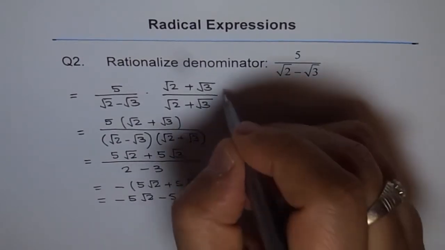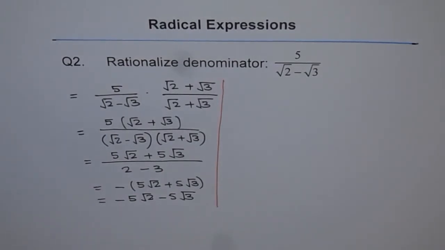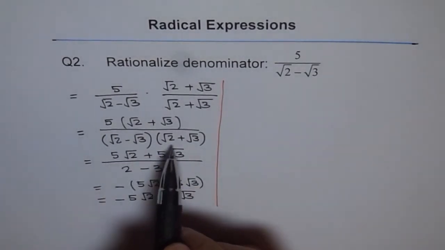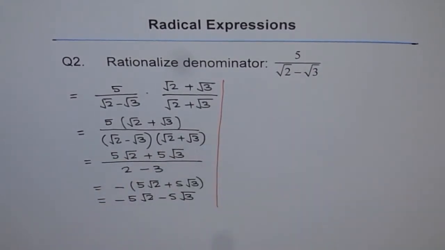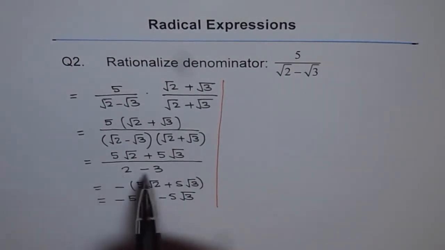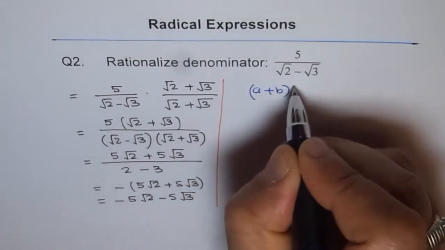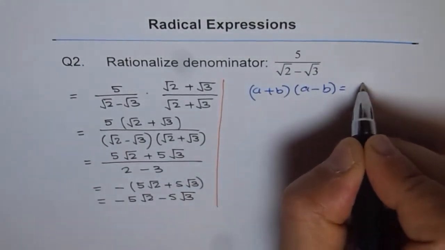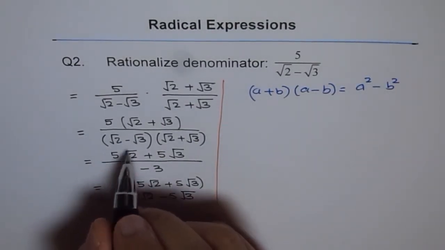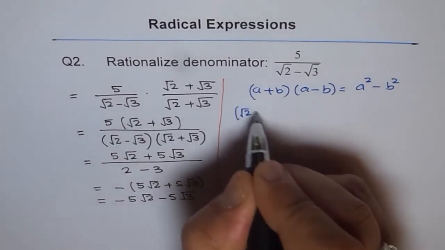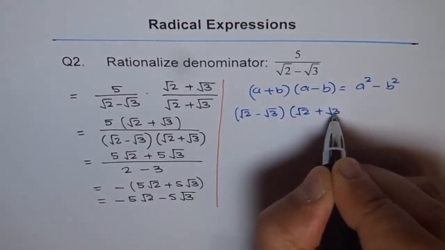Now let me show, some of my students really get confused with this particular step. So what I'm trying to do here is I'm trying to apply the distributive property and show the complete multiplication process. So I will do this here so that you understand why we get this, right? We basically use the formula a plus b times a minus b is equal to a squared minus b squared, right? But we'll do it with radicals and show you exactly what happens. So it is square root 2 minus square root 3 times square root 2 plus square root 3, right?